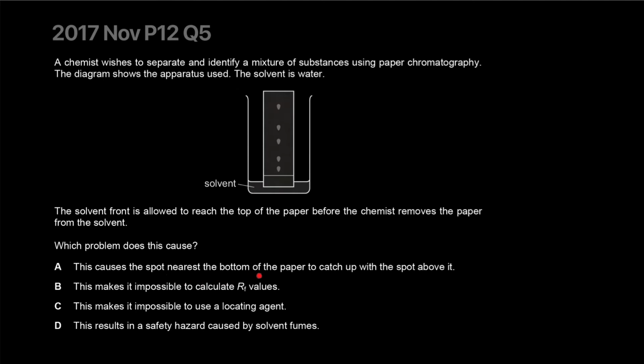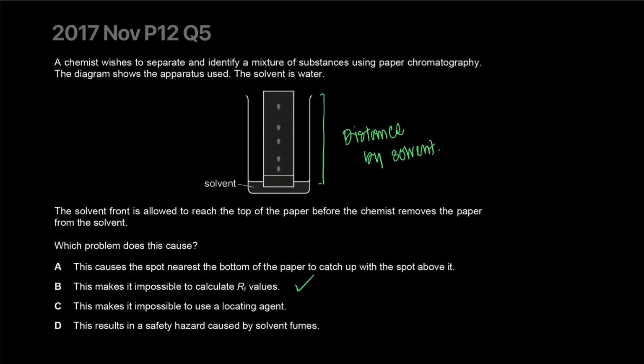The cause of the spot nearest to the bottom of the paper to catch up with the spot above it. This causes the spots nearest to the bottom of the... Kind of, but I think the main problem is that this makes it impossible for us to calculate the RF value because we don't have the distance traveled by the solvent, right? We need that. That's in the denominator in our equation. If we don't have that, we can't calculate it, right? That's going to be an issue. So the answer is B.